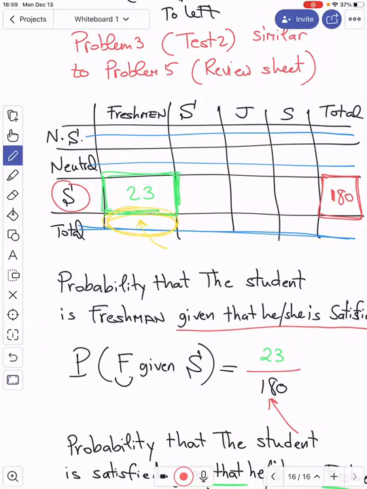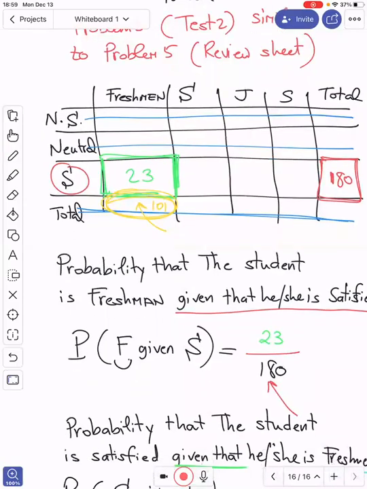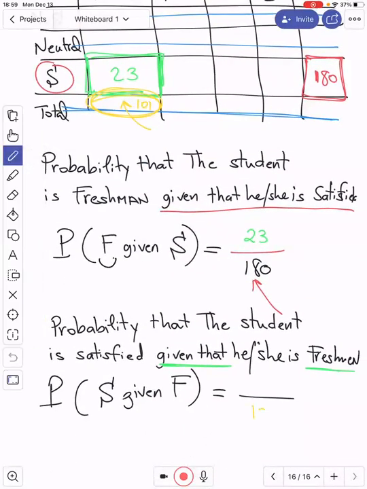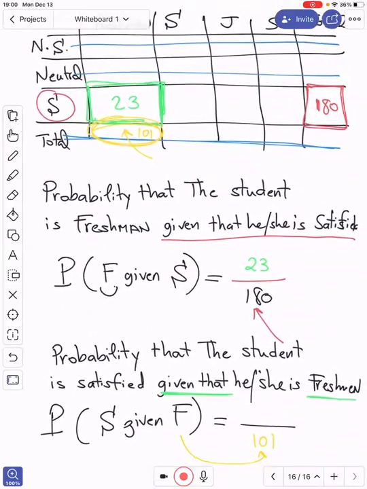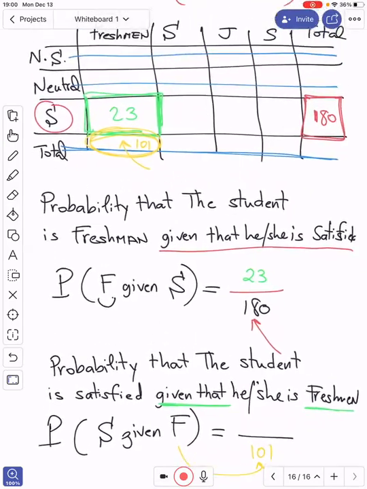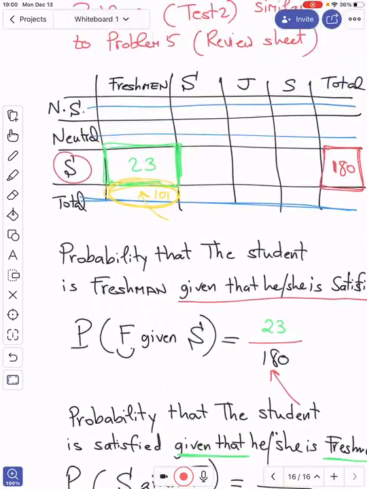That's the total number of freshman students, which is actually 101. It's not 110, it's 101. So we need to divide by 101. That's the number of freshman students. And on the top, we want the probability that a student is satisfied, given that he or she is a freshman, right? So among the freshmen, how many students are satisfied?